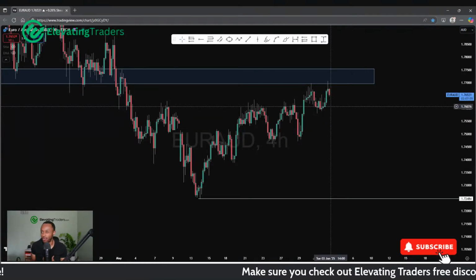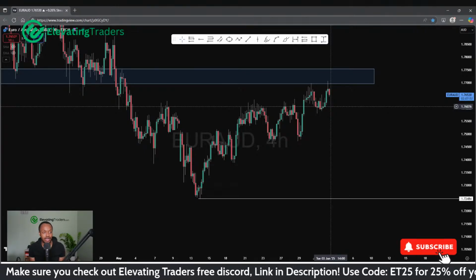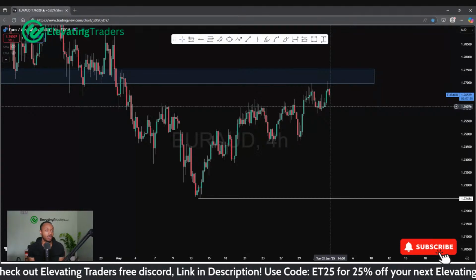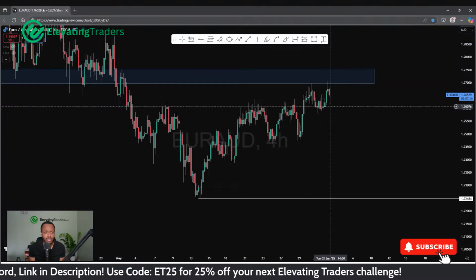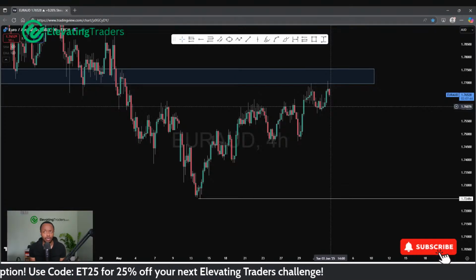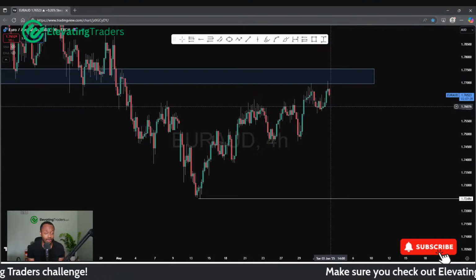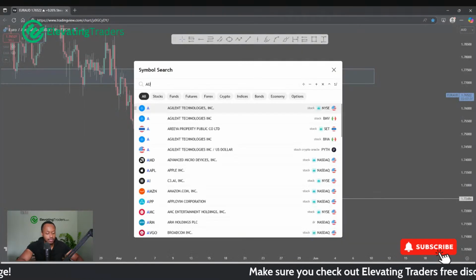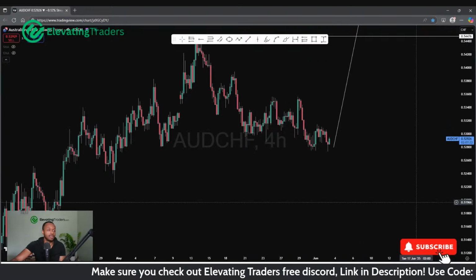I do want it to be a lot bigger than that, to be honest, before I take a trade. The rejection looks okay, but it's not as good as I want it to be. So I'm waiting for a much more significant candle, which again can very much happen. 2 hours is still a long time for that 4 hour candle to shape up. So I'm not going to rule it out, but I would want to see a much bigger candle for entries. Aussie CHF, same situation as well. I would like to see a much bigger candle than that for entries.